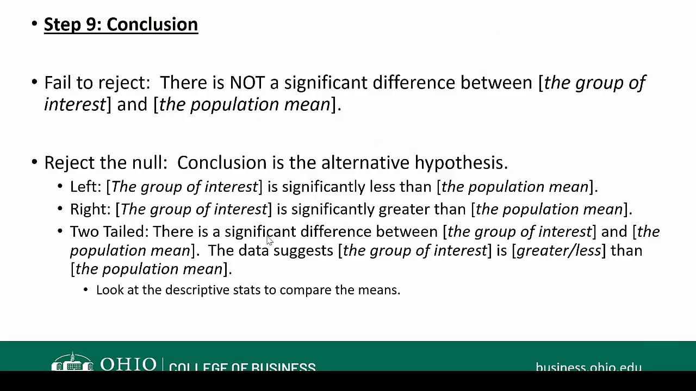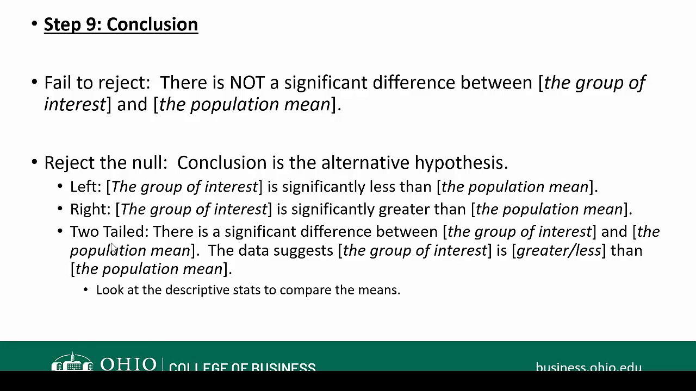Finally, we need to write our conclusion. If you fail to reject the null, you would simply repeat the null hypothesis that there's not a significant difference. However, when you reject the null, which was the case in this example, your conclusion is the alternative hypothesis. In this PowerPoint, I have a template for how to write the conclusion depending on the different types of tests.